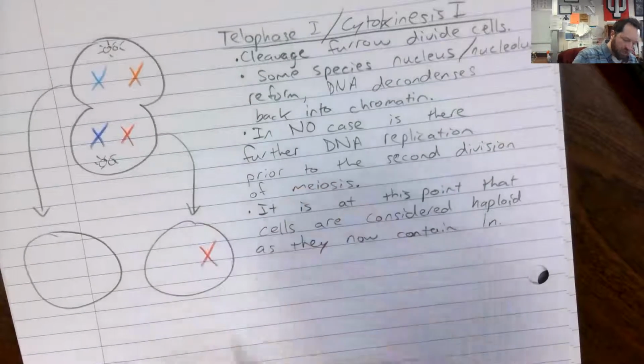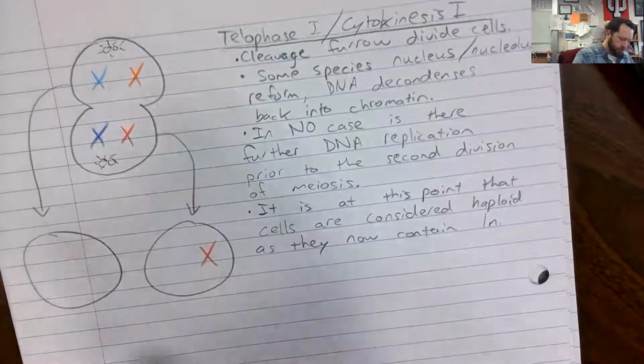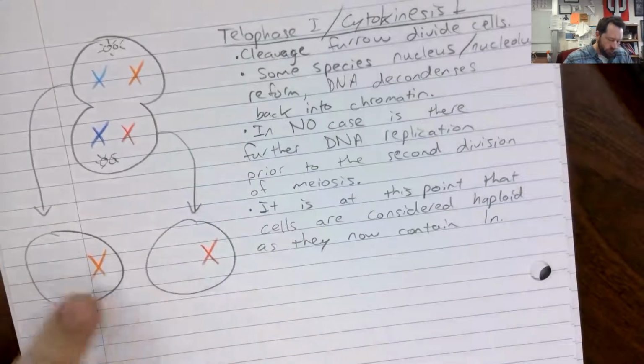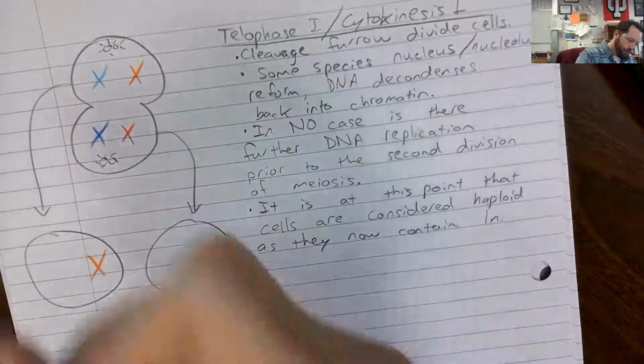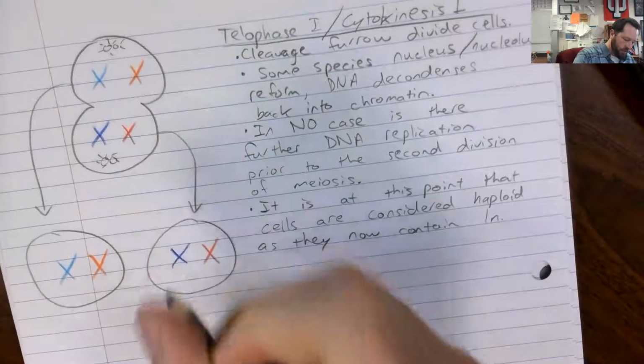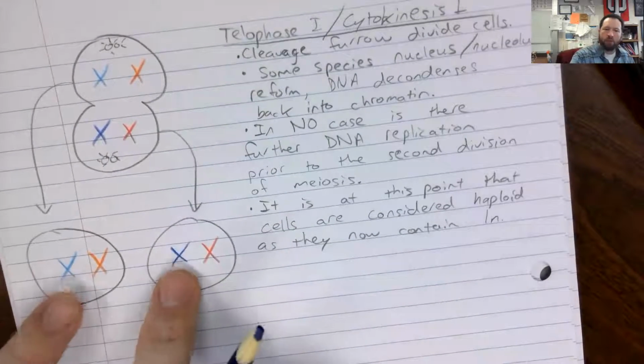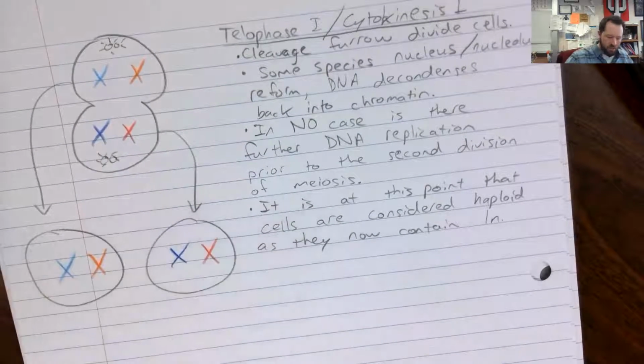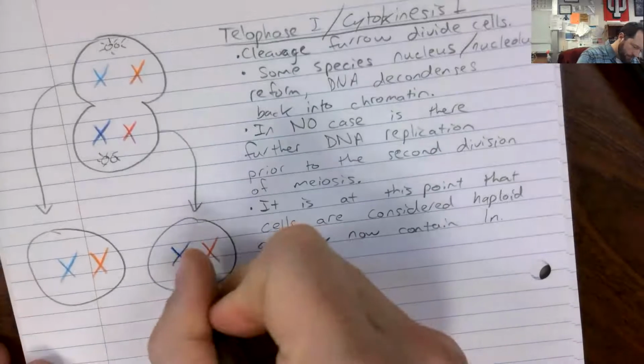So our reddish colored ones, we've only got one chromosome each. And our bluish colored chromosome, only one in each cell. We no longer have a homologous pair. They've been separated.